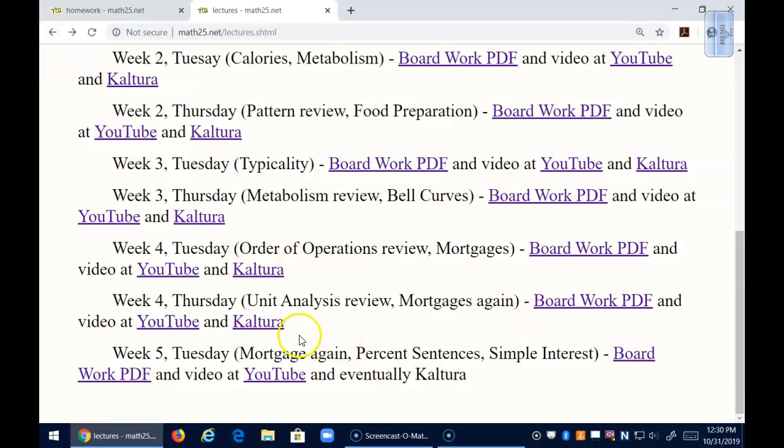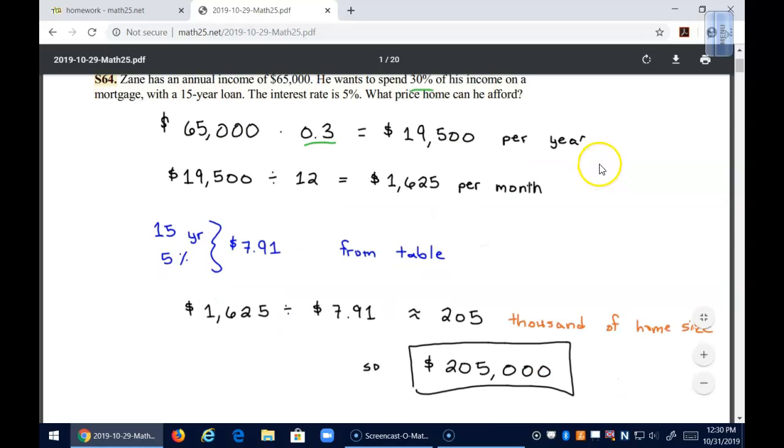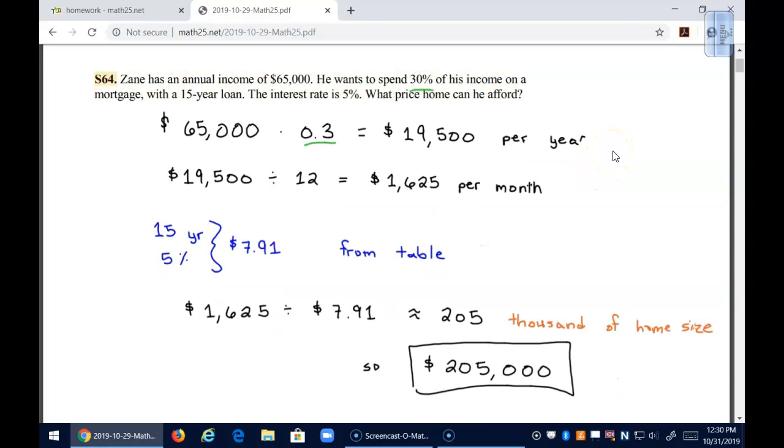When did we do Zane? Here's Zane. Okay, so he had his annual income of 65,000. First, we found 30% of that, and that would be how much he could spend per year. We wanted a monthly, so we had to divide by 12.